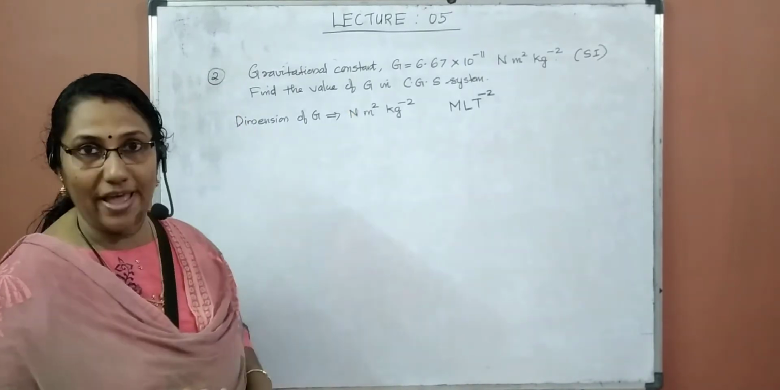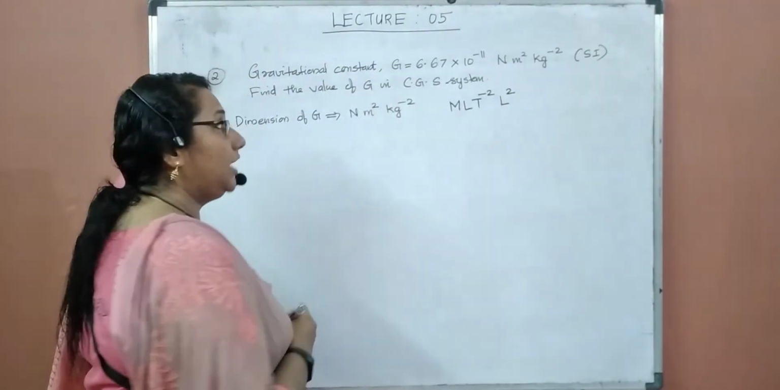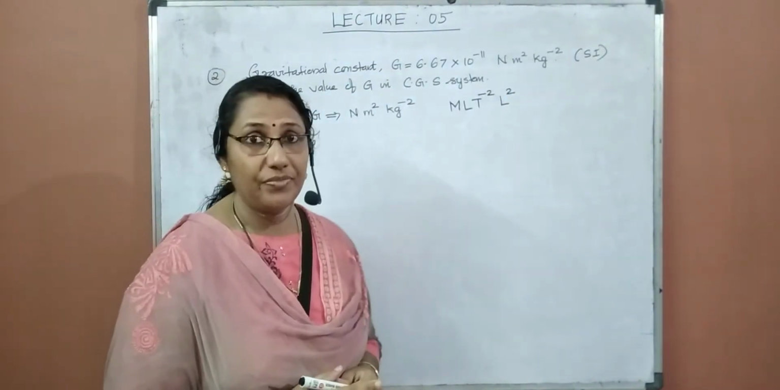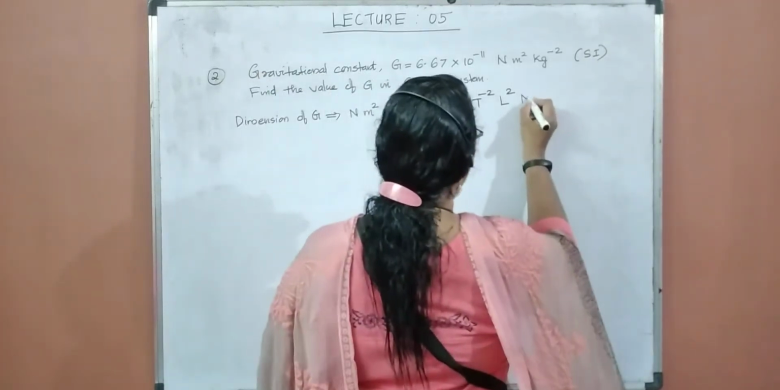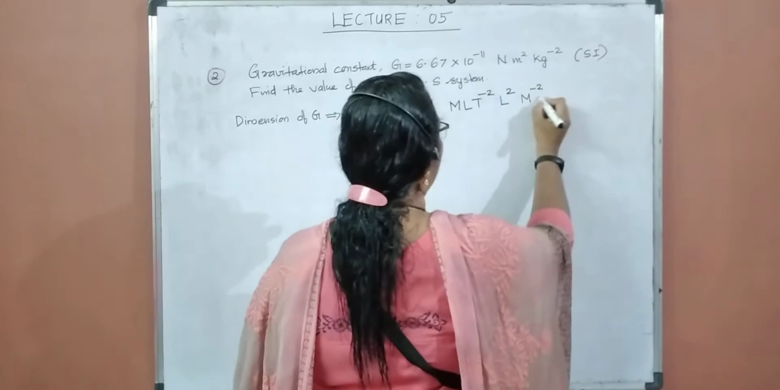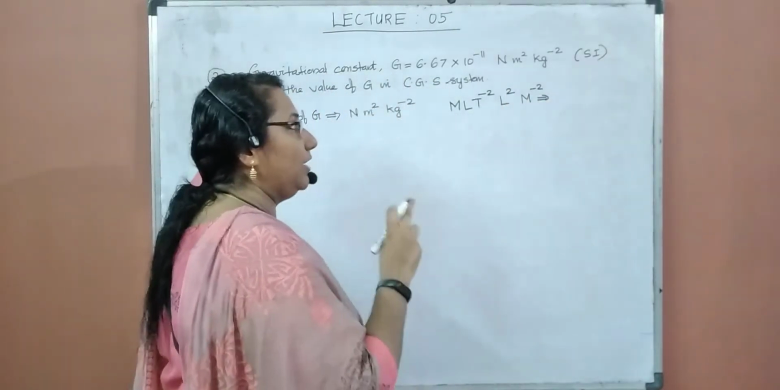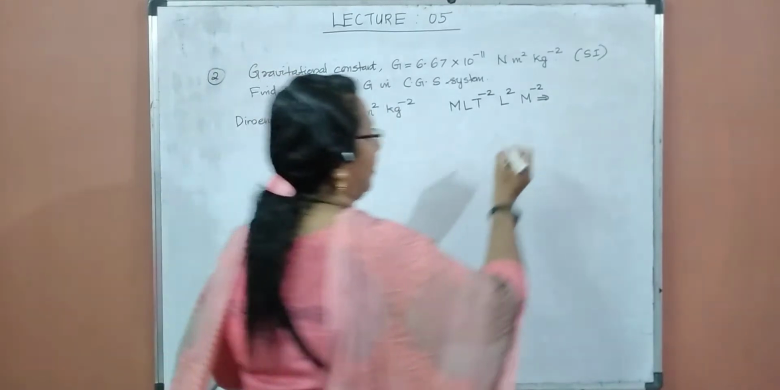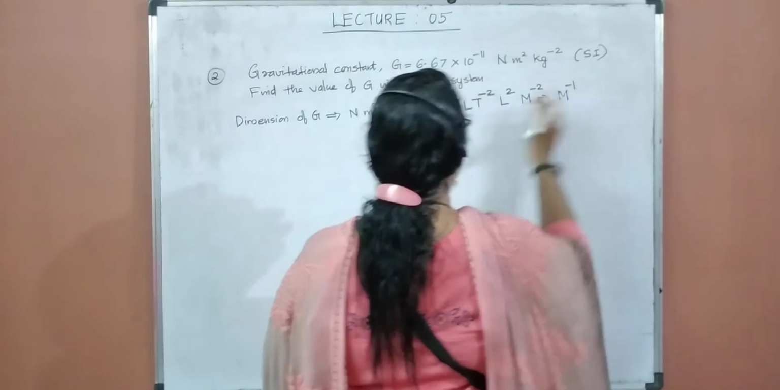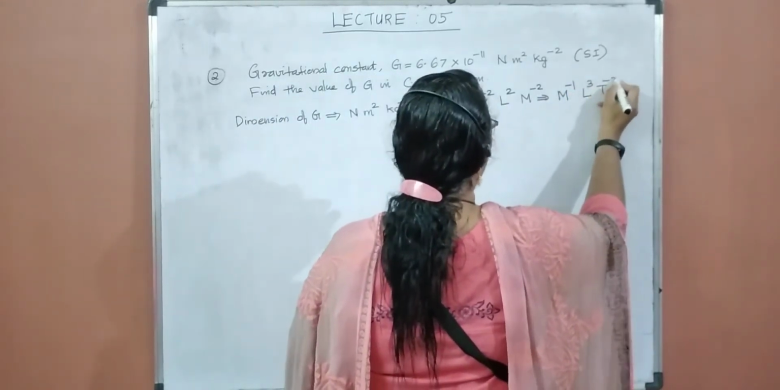Then meter square. Meter is a length, so L square. Kilogram raised to minus 2. Kilogram is a mass, so M raised to minus 2. Putting together, M raised to 1 into M raised to minus 2, M raised to 1 minus 2, M raised to minus 1. L into L square, L cube, T raised to minus 2.